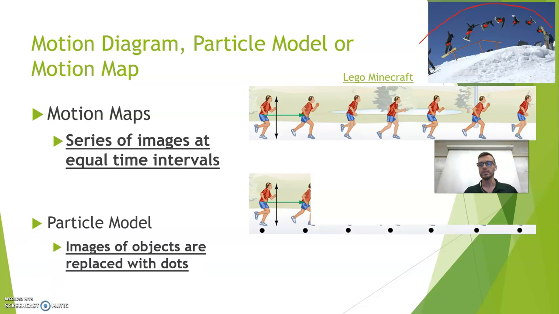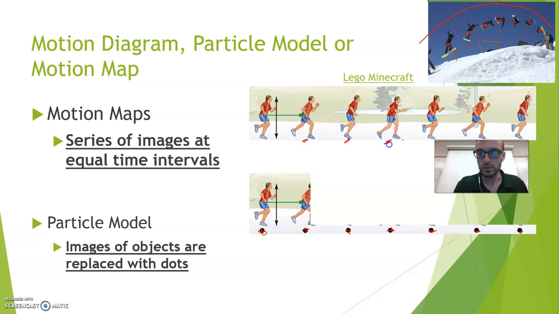A particle model is very similar to that, except I can't draw worth a penny. So instead of trying to draw a picture every time, you just replace the object with a dot. And the dot represents where the object is and at what time. Now, the cool thing about that is we usually imply time in that. So imagine setting your camera up to take a picture exactly every 1 second on the second. 1, 2, 3. This is what it might look like if you stitched them all together for this runner.